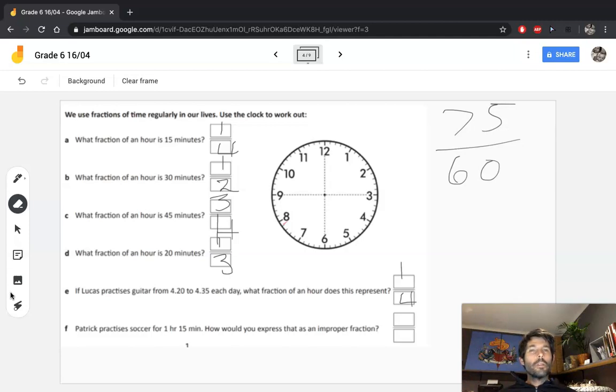Okay. And how do we simplify that now? Because both 75 and 60 can be divided by 15. So 15 goes into 75 5 times and into 60 4 times. And if you were asked to put that into a mixed number, it's 1 and 1/4. Okay, so let me just talk you through 1 and 1/4. The 1 is the 1 whole hour that he practices for, and then the quarter is equal to the 15 minutes. Okay, so 1 hour and 15 minutes is 1 and 1/4 an hour.